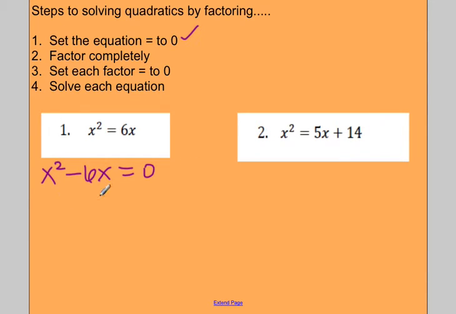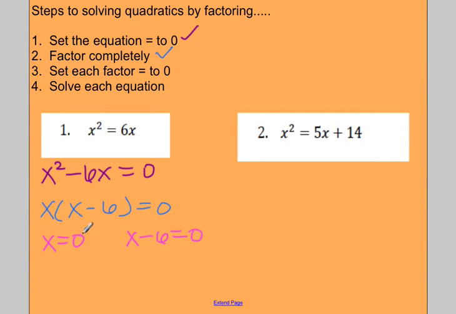Step 2, factor completely. This is not a trinomial. There's only 2 parts. So I'm going to look for a GCF. GCF is x, so I would have x times x minus 6 equals 0. It's factored completely. Check. Step 3, set each factor equal to 0. Zero product property. Either this equals 0 or this equals 0, or they both do.